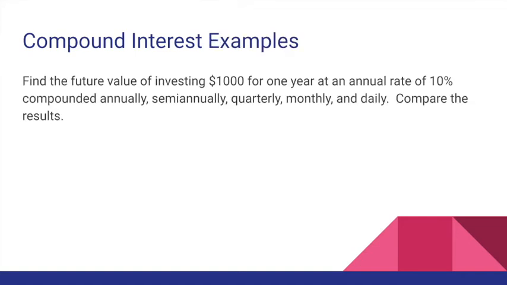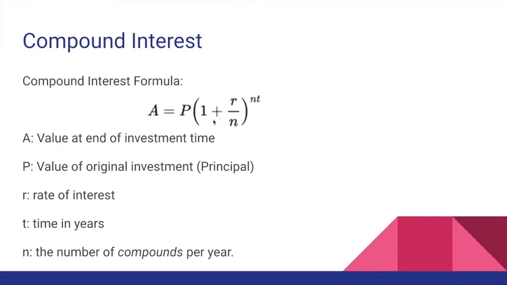So let's look at an example here. We have $1,000 that we're going to invest for 1 year, at an annual rate of 10% compounded. I should have mentioned on this slide, sorry, N is the number of times we do this compounding. Compounding is where we actually take the interest and add it to the principal.